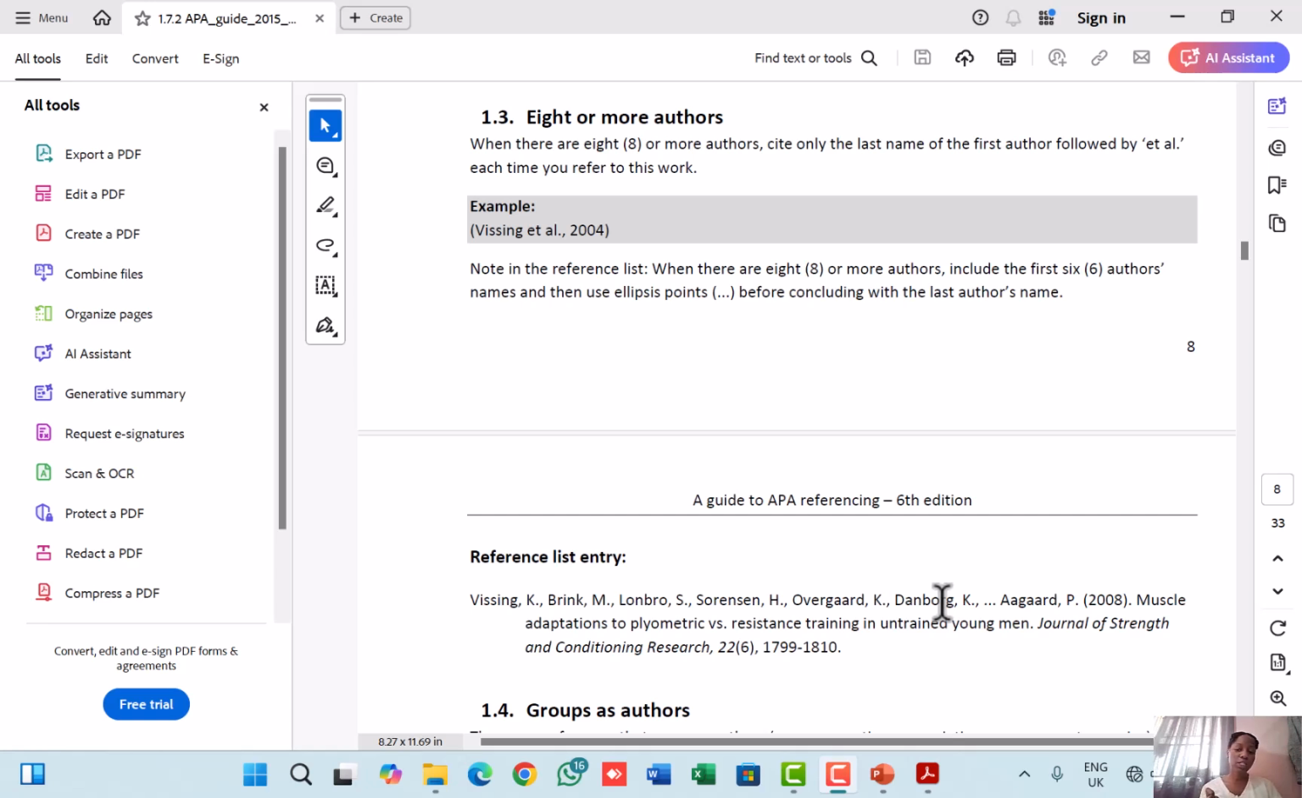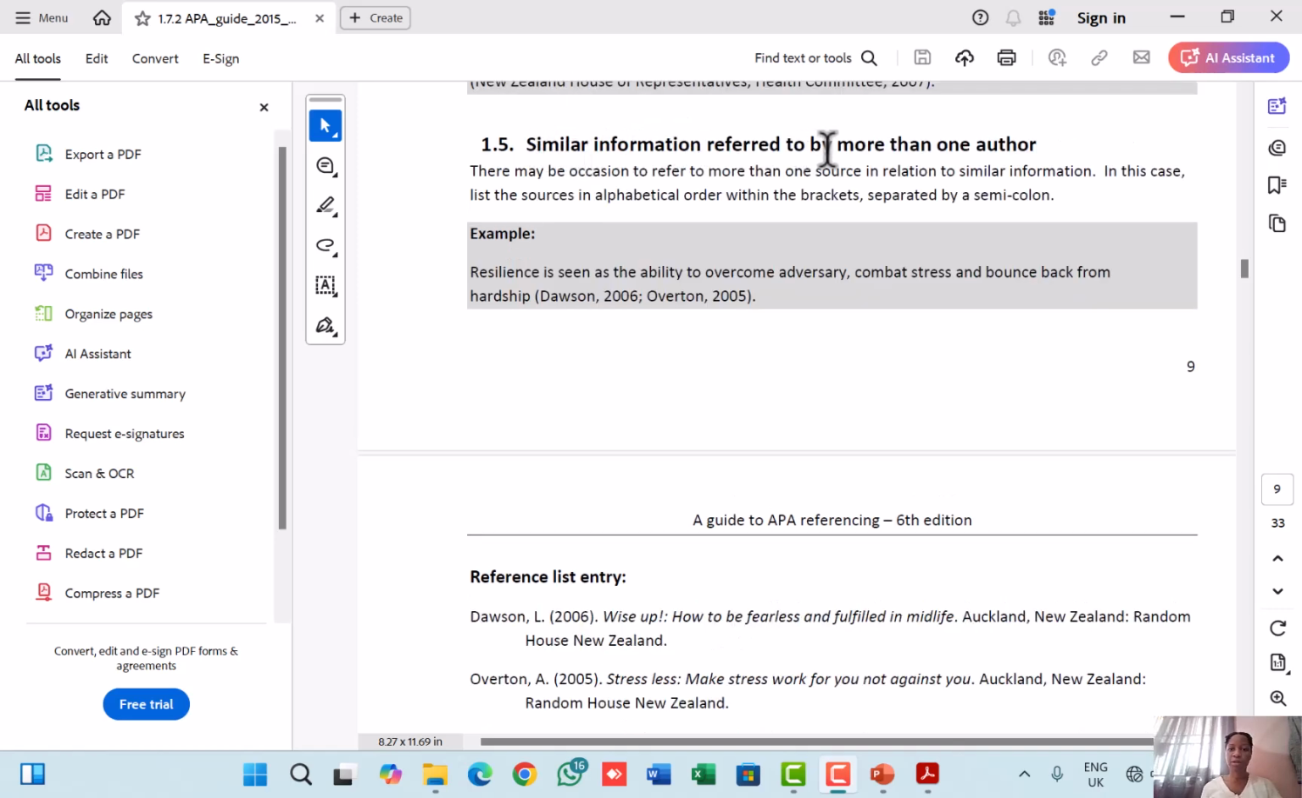Don't put 8. So we have this rule: when there is similar information referred to by more than one author, there may be occasion to refer to more than one source in relation to similar information. In this case, list the sources in alphabetical order within the brackets. Here we have an example. Resilience is seen as the ability to overcome adversity, combat stress, and bounce back from hardship (Dawson, 2006; Overton, 2005).